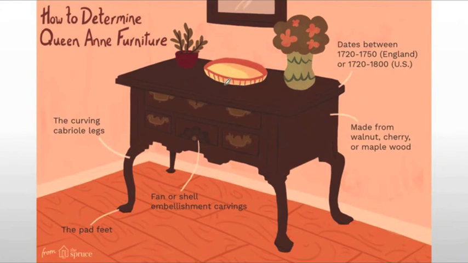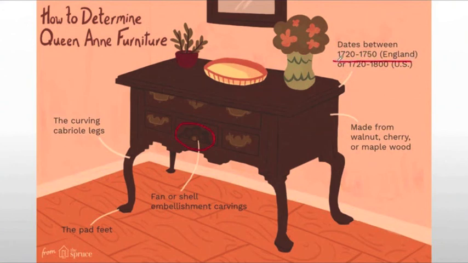Now, how do we determine Queen Anne furniture? Generally, you're looking for the curved cabriole leg, a pad or a ball and claw foot. Some kind of fan or shell embellishment is very, very common in Queen Anne. They're taking this from the French, primarily during the Renaissance. The English are frequently stylistically a little bit behind the French and tend to be a little less ostentatious when it comes to decoration. We also see a lot of walnut, cherry, or maple being used, and the dates will be important.